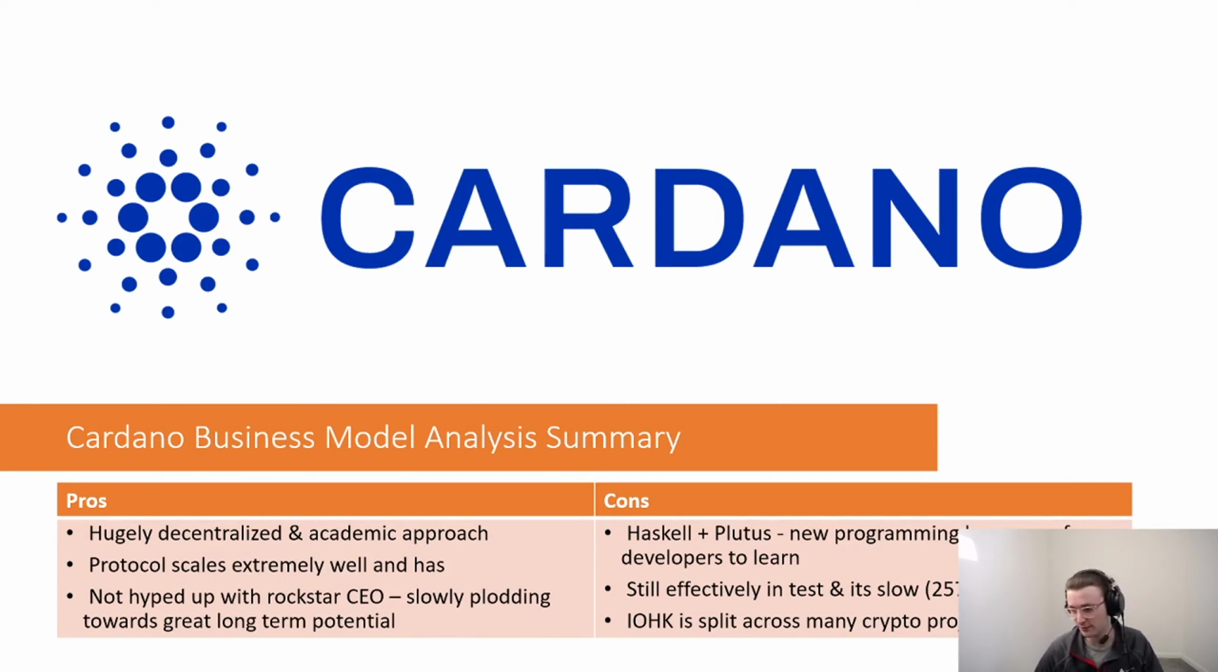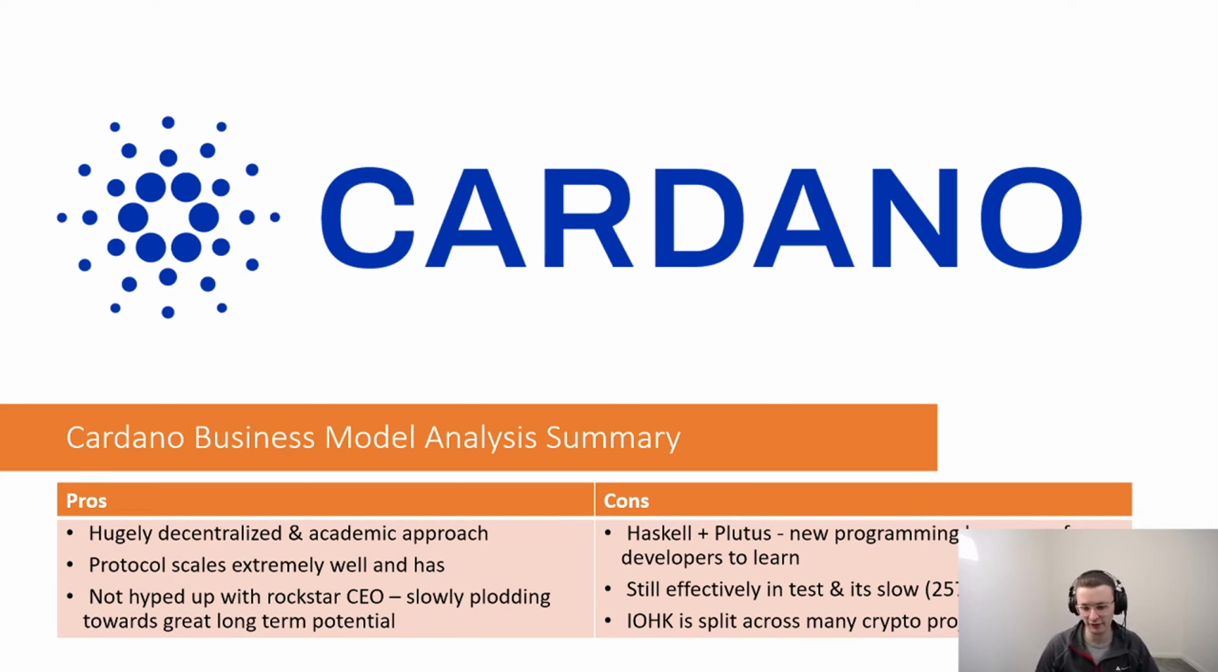So pros: hugely decentralized and academic approach, 900 peer reviews. The protocol scales well because of the sidechains and the two-layer implementation. And it's also not hyped up with an Elon Musk type person, really a marketing genius, at the head. So I like this phrase that Alex Becker used, who's another great YouTube channel to watch: the CEO is slowly plodding towards great long-term potential.